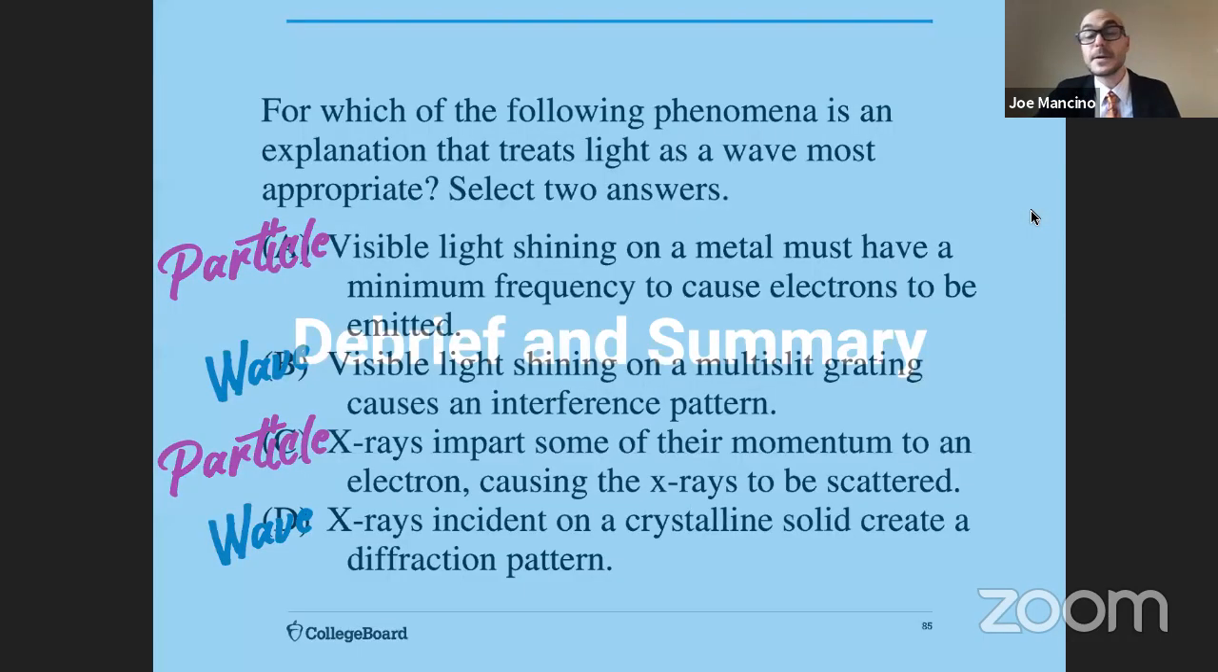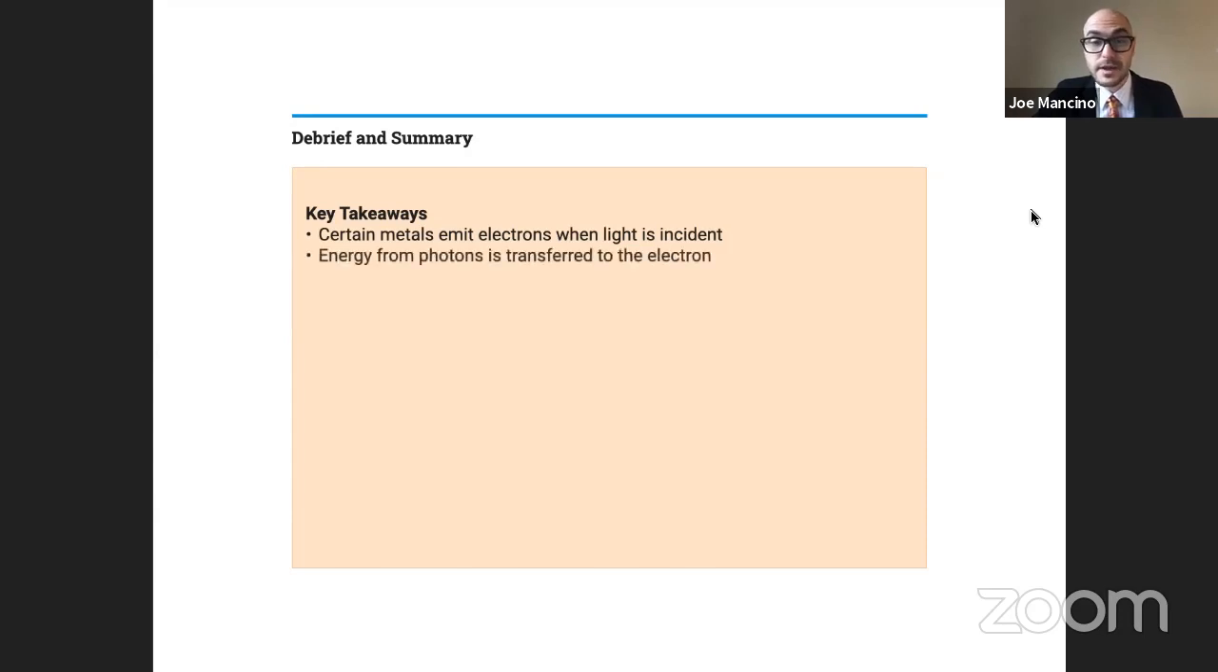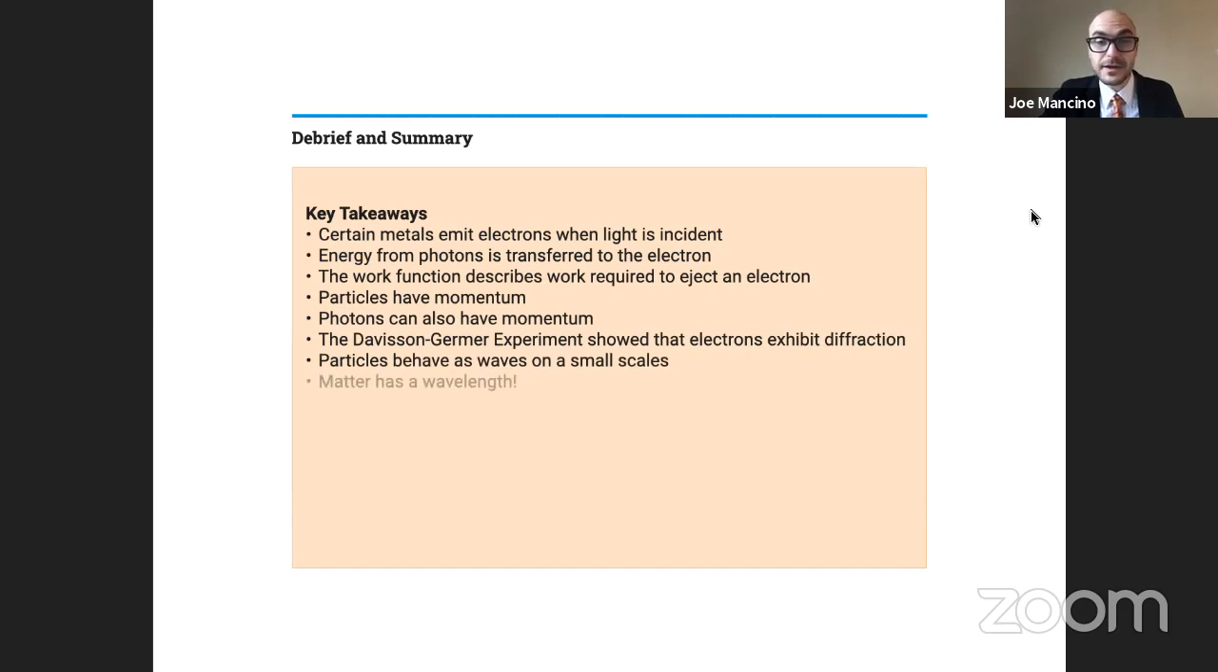All right. So how did we do today? Did you figure out that certain metals emit electrons when light shines on them, and that the energy from those photons is transferred to the electrons as if there were a collision, because there is a collision? Do you remember that the work function describes the amount of energy it takes to eject an electron? How about that particles have momentum and photons have momentum? But particles also have wavelength. On a small scale, matter has wavelength.